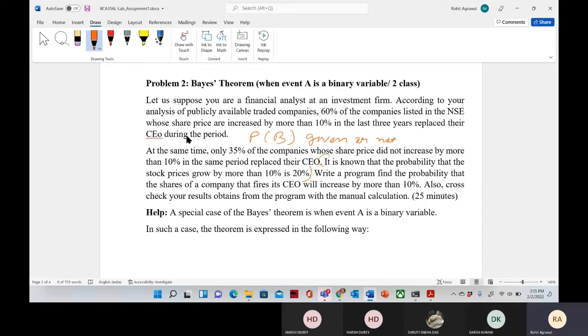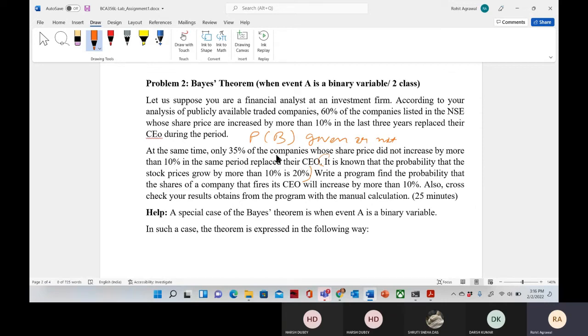No, sir. Now second, at the same time, 35% of the companies whose share price did not increase by more than 10% in the same year replaced their CEO. Again, they are replacing their CEO.